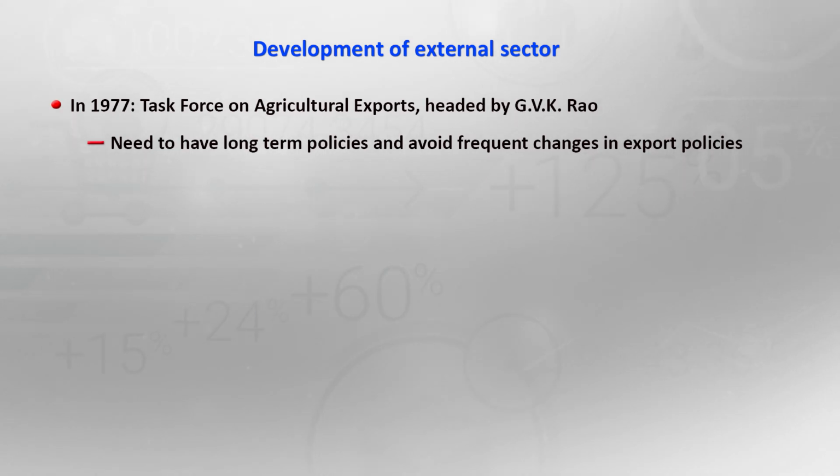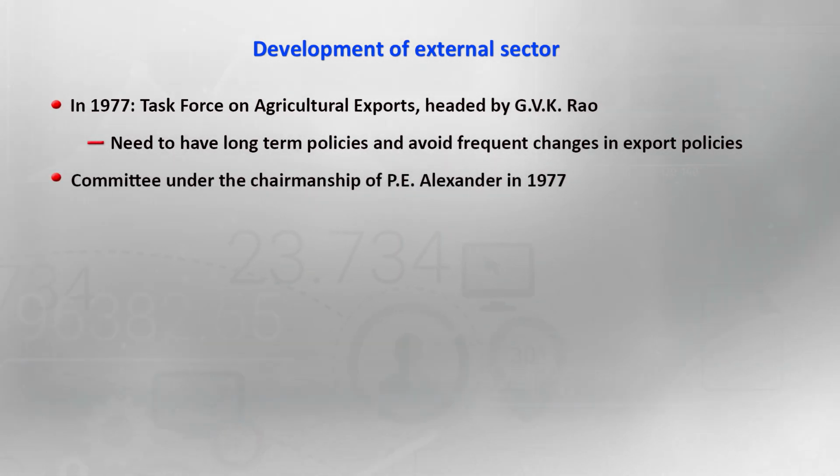In 1977, a task force on agriculture export headed by G.V.K. Rao was set up, and this task force highlighted the need to have long-term policies and avoid frequent changes in the export policy. The G.V.K. Rao task force suggested that we should develop a long-term policy and long-term plan for promotion of agriculture export. Then another committee under the chairmanship of P.